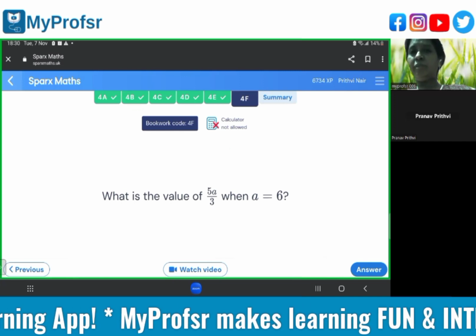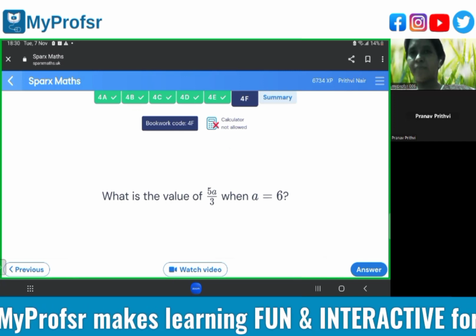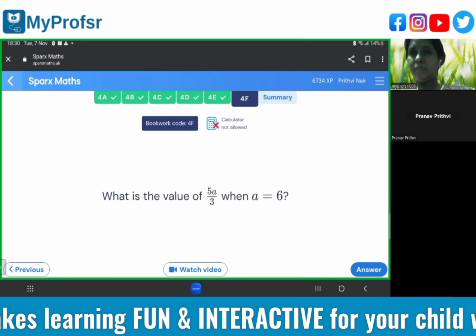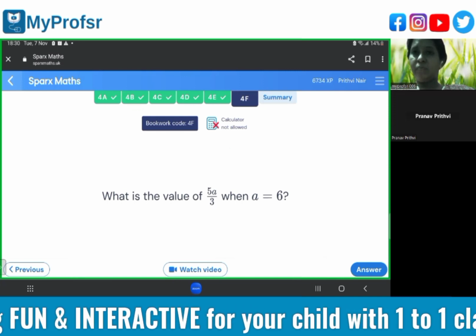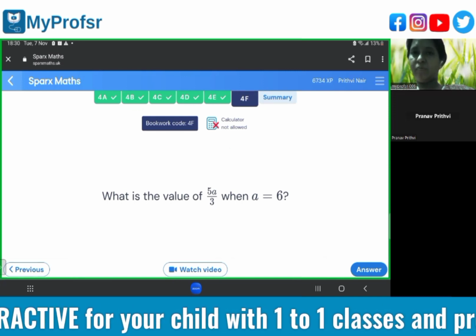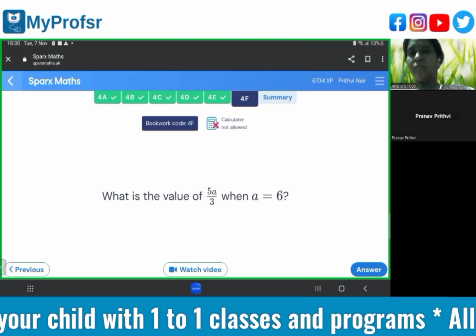What is the value of 5a minus 3 when a equals 6? 5 times 6 equals 30. 30 minus 3 is 27? No, 10, miss. 10. Very good.